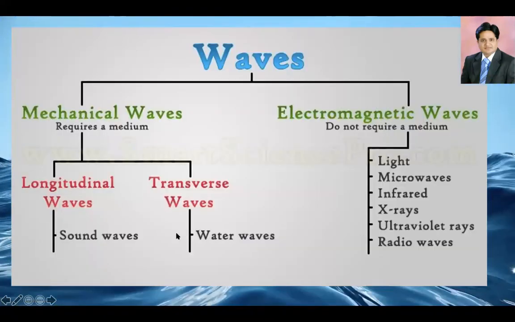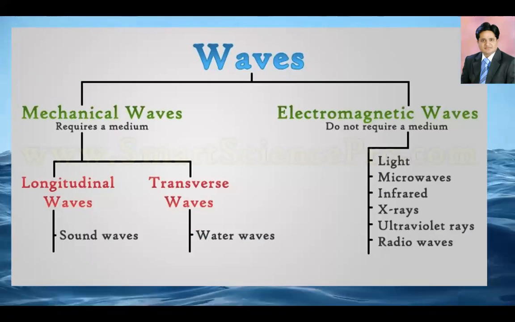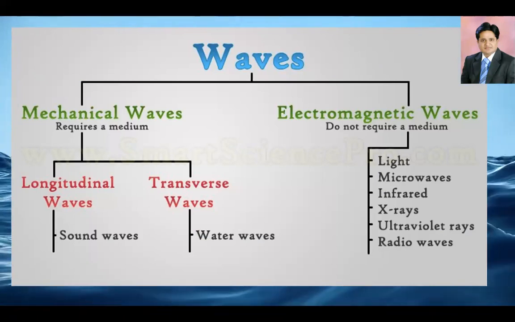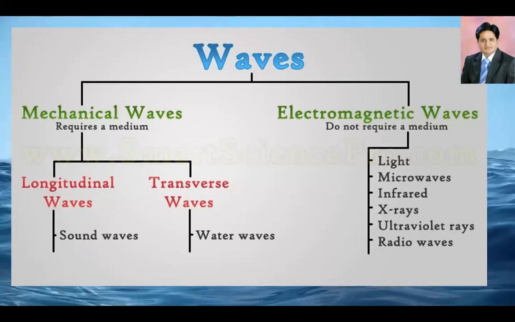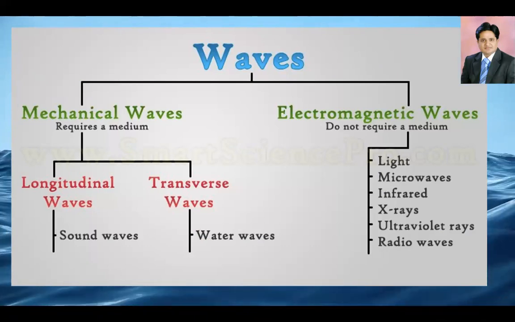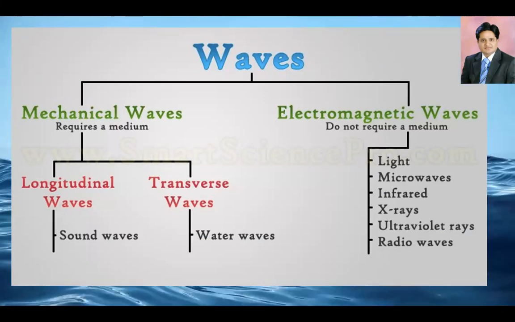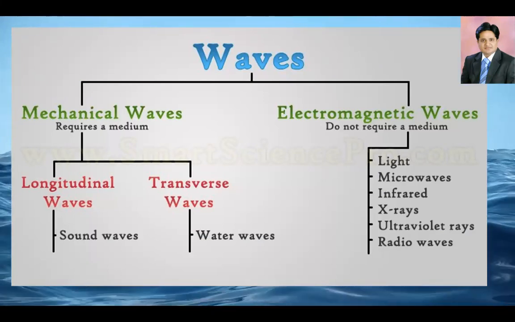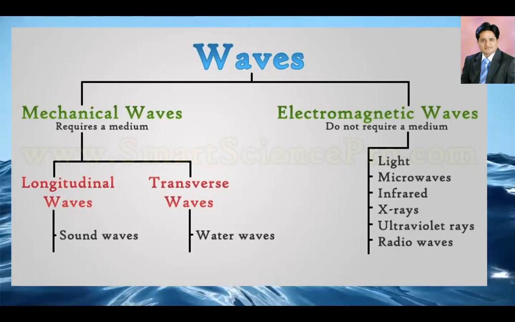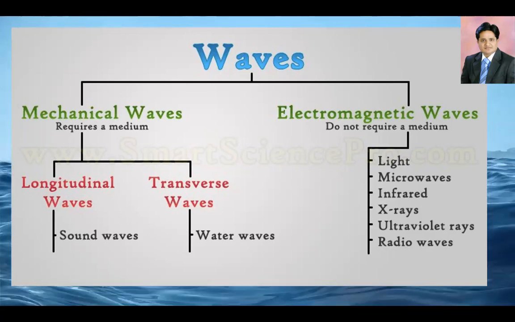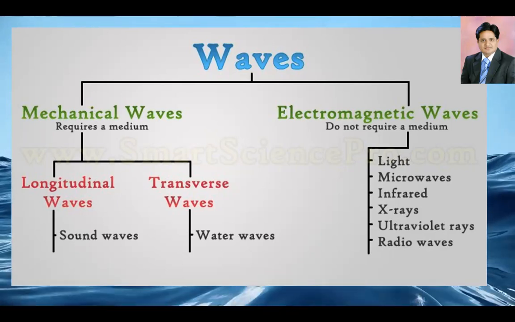Okay, let's try to understand the difference between a mechanical wave and an electromagnetic wave. Waves are periodic disturbances that transfer energy, and there are two types: mechanical waves and electromagnetic waves. Mechanical waves are the waves that require a medium to travel. Any wave that requires a medium to travel is considered a mechanical wave. And the waves that do not require a medium to travel are electromagnetic waves.